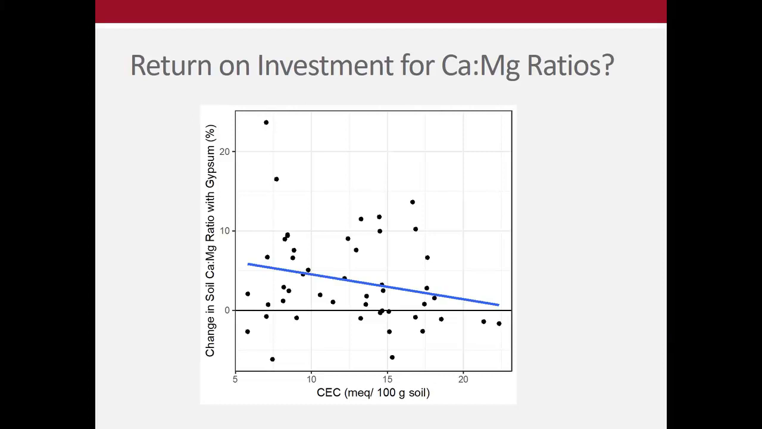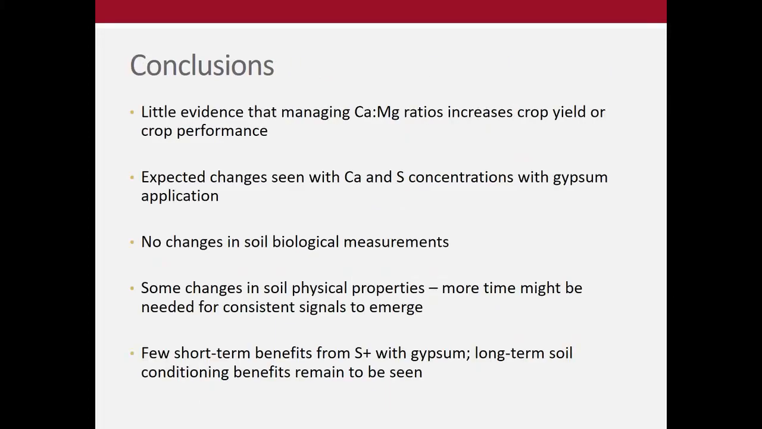This is really disappointing because each one of these data points is the average of 4 replicates. We were trying to relate the change in calcium-magnesium ratio as a percentage versus CEC. There's a general relationship there. The heavier your soils get, the more calcium you're going to need to add. But I don't think we're going to have a really nice way to predict that. You're just going to have to go out and pull a soil test in a couple years to see if you're managing for calcium-magnesium.